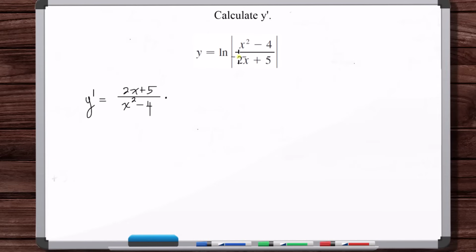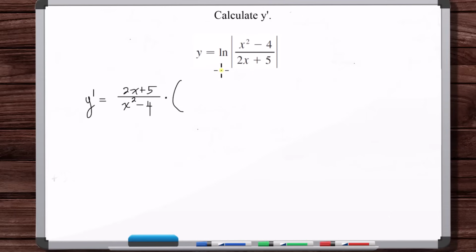I mean, we actually could have simplified this by splitting this up into natural log of the absolute value of x squared minus 4 minus natural log of the absolute value of 2x plus 5, but we can do it this way as well. So all of that times the derivative of this. There's no more chain rule, but we have to use the quotient rule here.